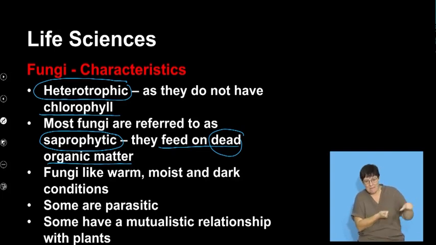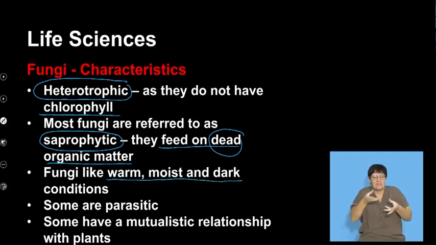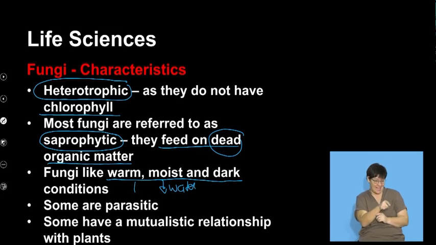Let's have a look at their conditions, and you'll see that. They like warm, moist, and dark places, right? So they don't need sunlight, no chlorophyll, they don't need sunlight. Warm and moist, nice temperature. What is another moist? Water, all right? So we need to have nice warm temperatures. Dark, we don't need the sunlight because we don't need to photosynthesize.